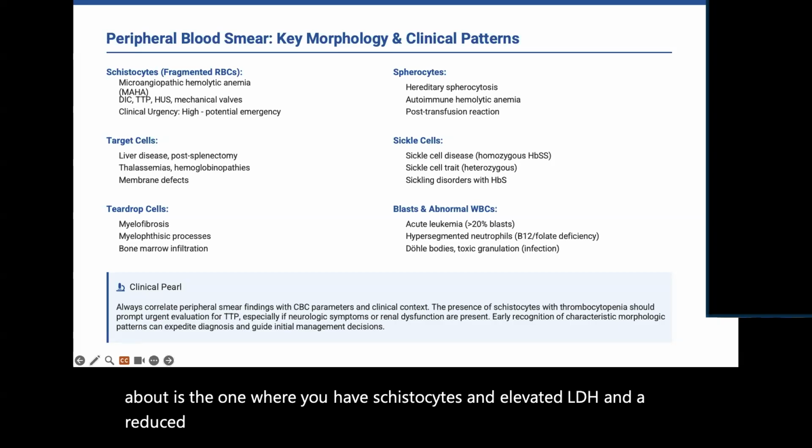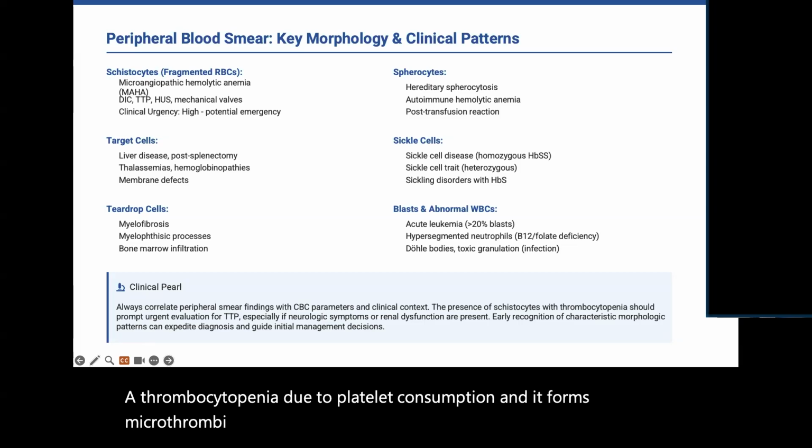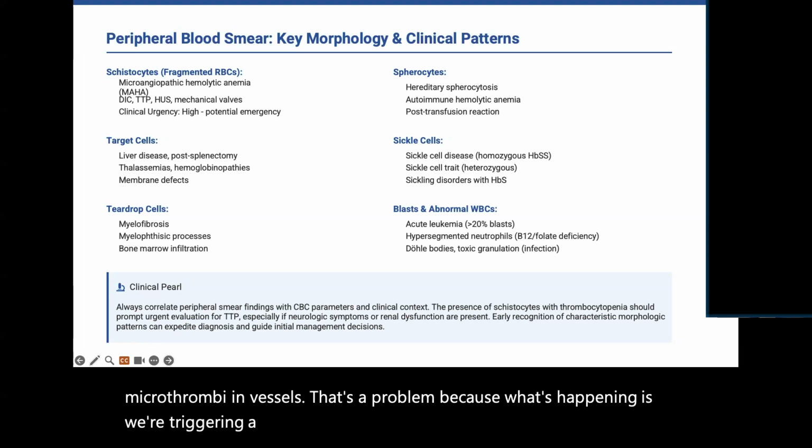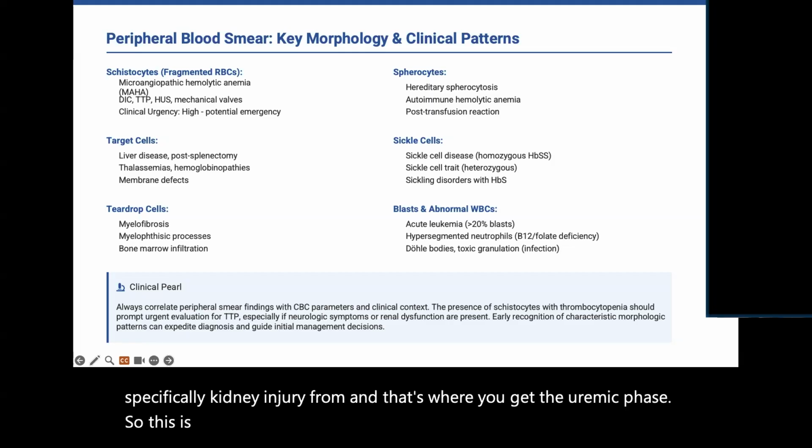There's another kind in which you can have a thrombocytopenia due to platelet consumption, and it forms microthrombi in vessels. That's a problem because we're triggering a stress response. And that can lead to acute kidney injury, and that's where you get the uremic phase. So this is where we're getting this syndrome, this hemolytic uremic syndrome. This is how it happens.